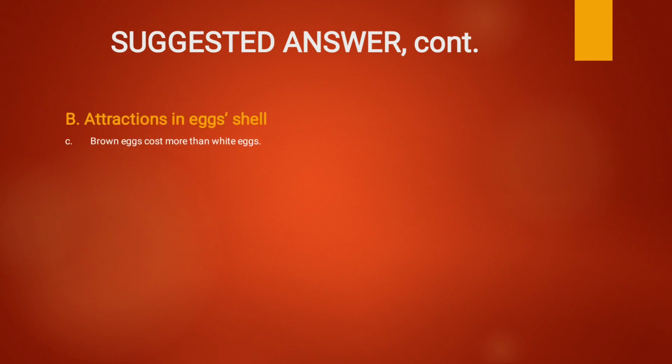Now the next one, we are still on attraction in eggs, is C, because we just finished with B. It says that brown eggs cost more than white eggs. Look at it. As soon as you see dash, it means that only one point falls under this point. So brown eggs cost more than white eggs. It means that brown eggs are laid by birds that are large and consume more food. This is the only point under brown eggs.